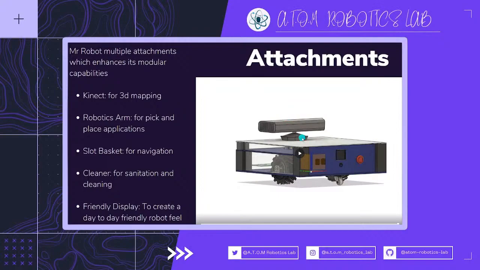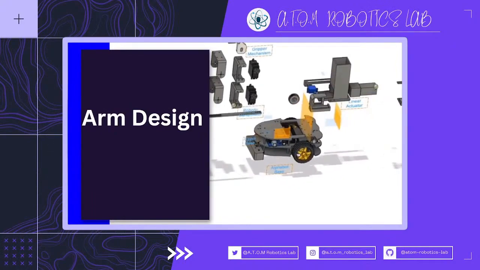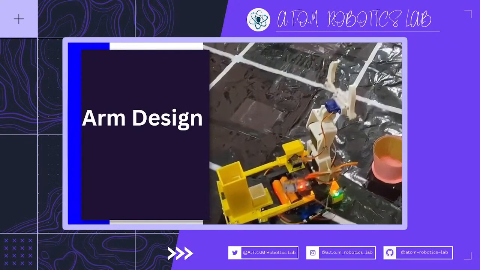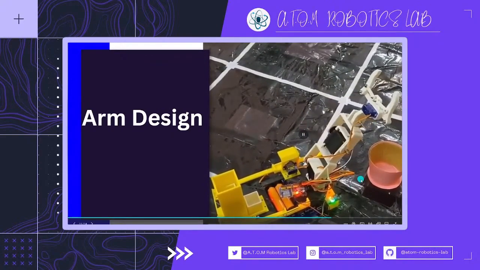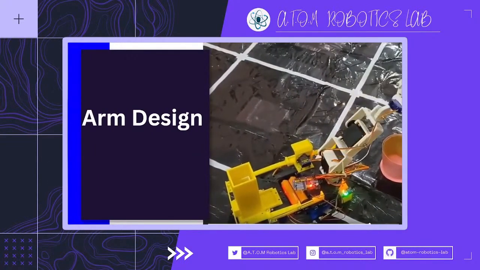You can see the Kinect on it. We try to attach everything on it with a slot-based system. We implement aluminum extrusion on the surface of the board so that attachments can easily slide on and attach. This is also our idea for the future: if we want to put an arm on it as an attachment, we can implement it.